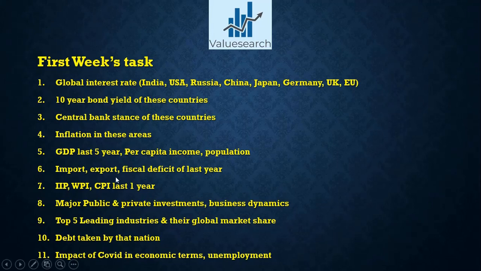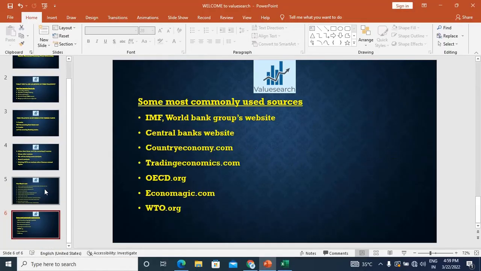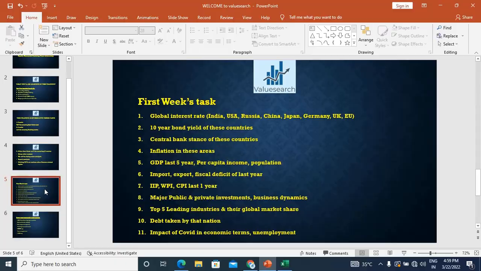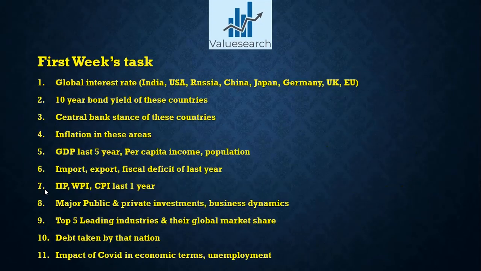Then get the data for import export fiscal deficit of last year, मतलब last FY का get all this data. Get the data for IIP, WPI, CPI of last 1 year. Now these things are declared on a monthly basis. This IIP number, WPI number, CPI number, all these things are declared every month, right?